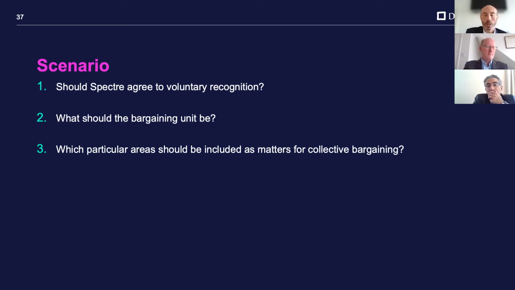But of course, once you've started discussing voluntary recognition, you're not duty bound to follow it through. It might be that you try to find common ground, and if it becomes impossible, then you say this is not going to be possible, and then it's up to the union to decide whether or not it wishes to pursue a formal statutory application. So I think those are really the key points in terms of voluntary recognition and the things that Blofeld should be thinking about in that respect.